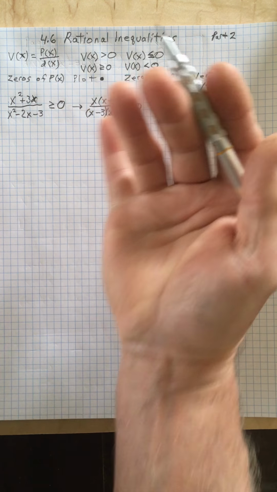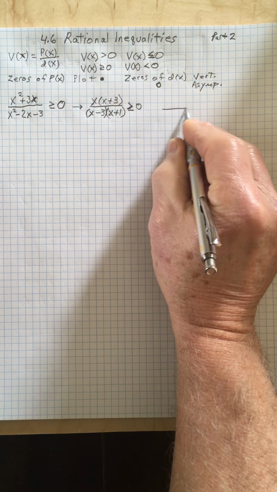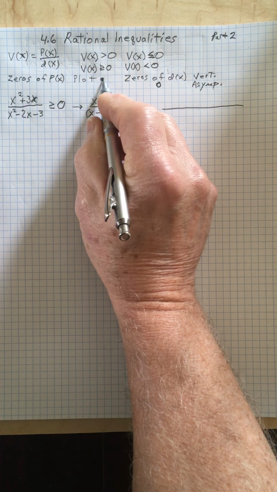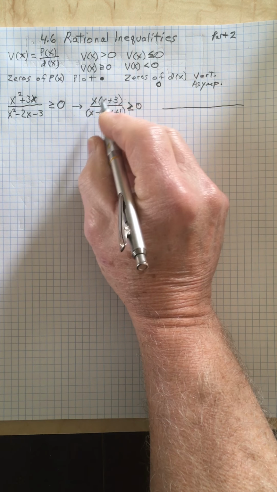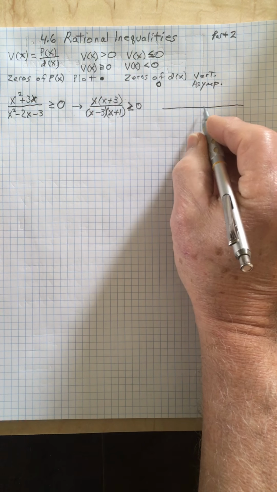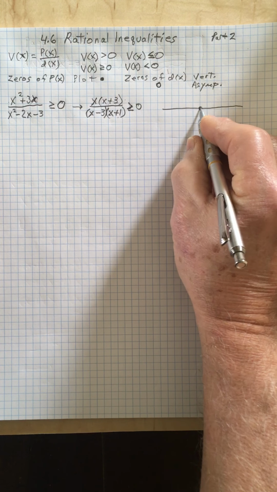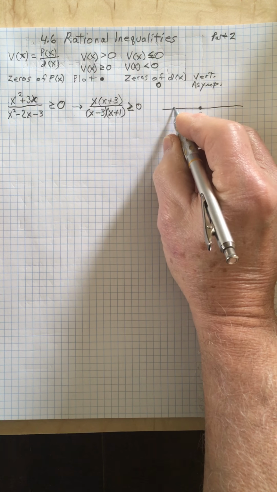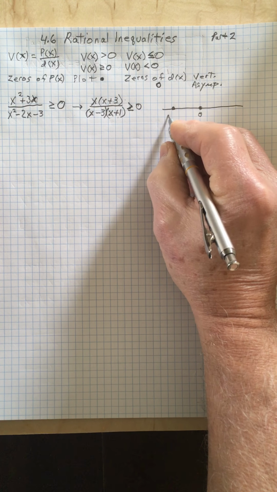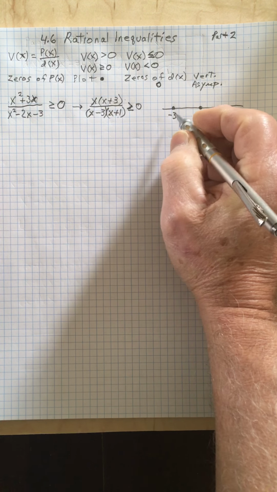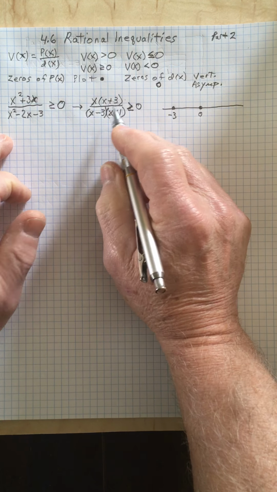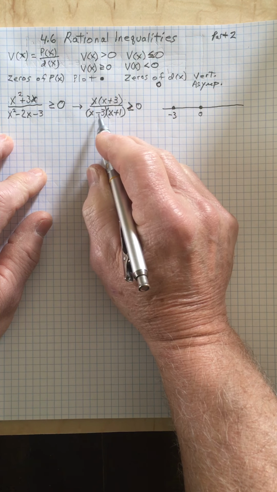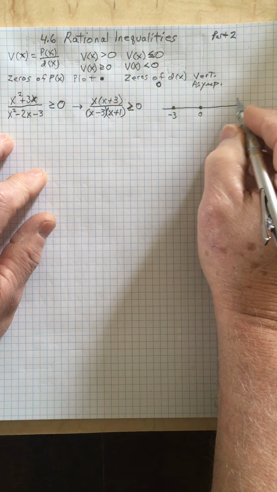So step 1, factor. Step 2, plot the points, just like we did with the polynomials. Solid dot for zeros, so the zeros are actually at x equals 0, and x equals minus 3. And then we also plot the vertical asymptotes, which are the zeros again of the denominator, and they're going to be 3 and minus 1.